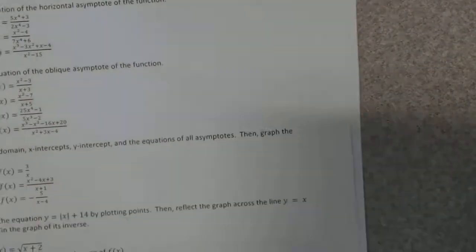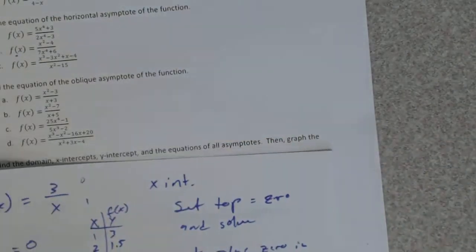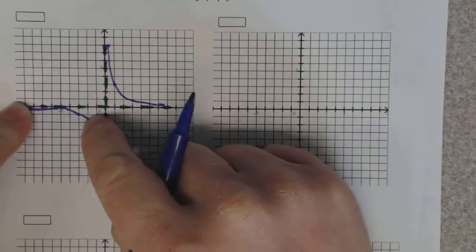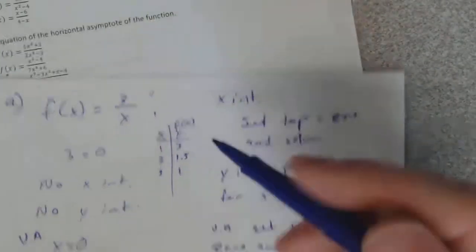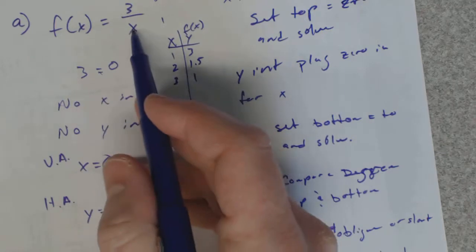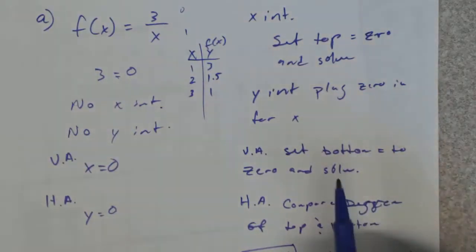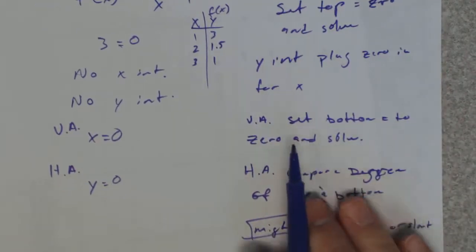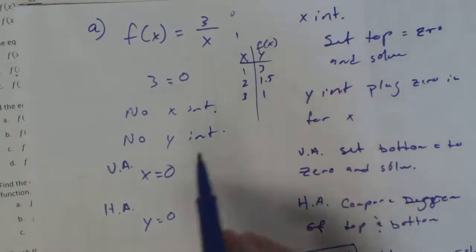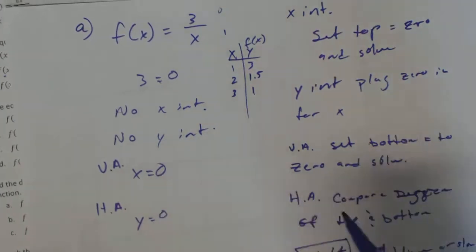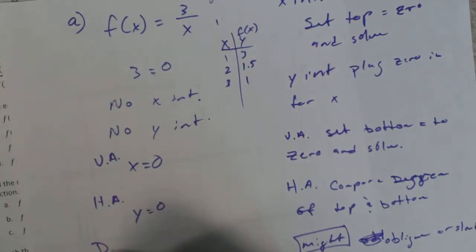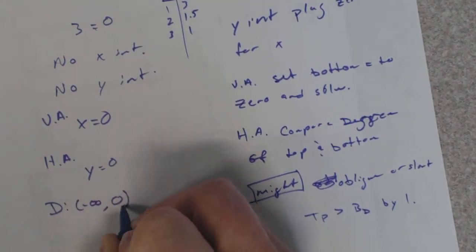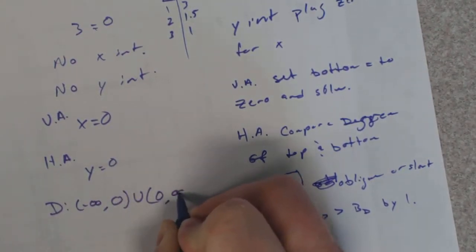All right. Oh, and then the domain. So domain. What x values can you use? Well, you can't use x equals 0. You can't use that value right there. You've got to keep your vertical asymptote out of the domain. So our domain here would be negative infinity to 0 union 0 to infinity.